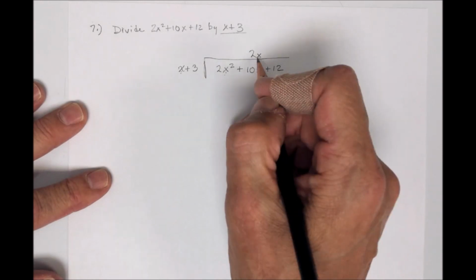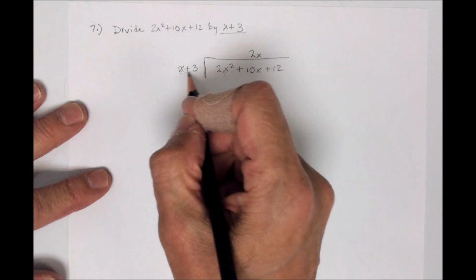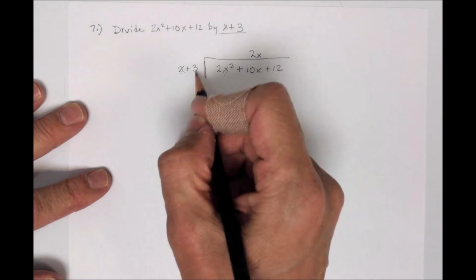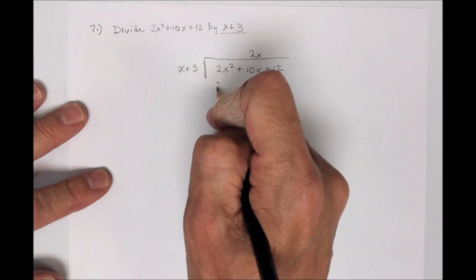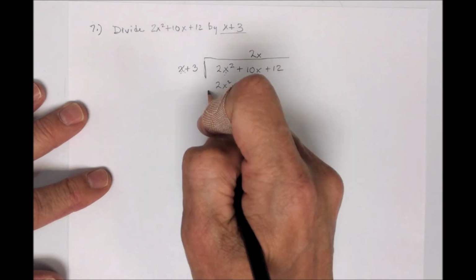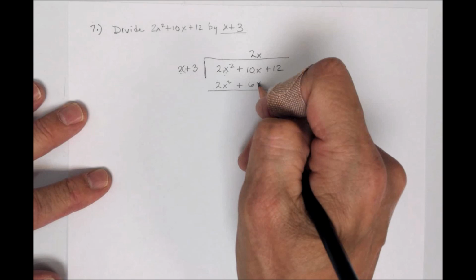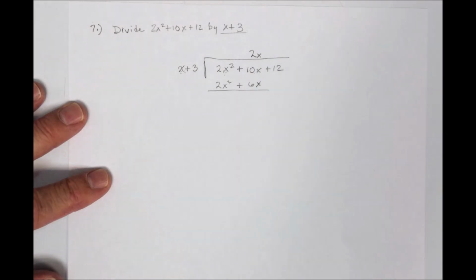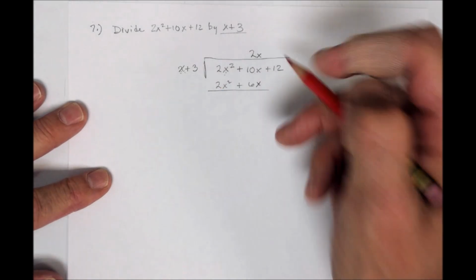So now I'm going to multiply 2x times x plus 3, and that's going to be to distribute. 2x times x is 2x squared. 2x times plus 3 is plus 6x. All right, now this is where you subtract. Now, this isn't going to be that tough to subtract because everything's positive and nice and neat and everything's lined up. X squareds over x squareds, x's over x's.